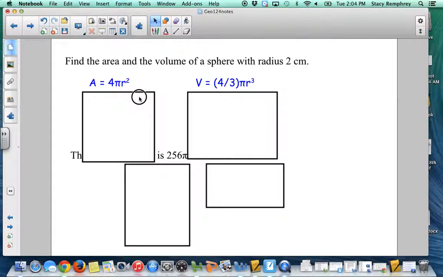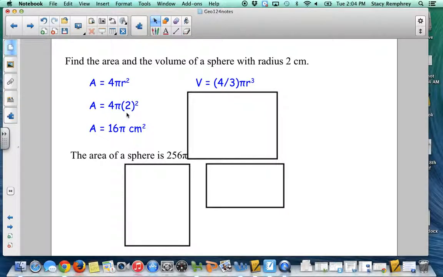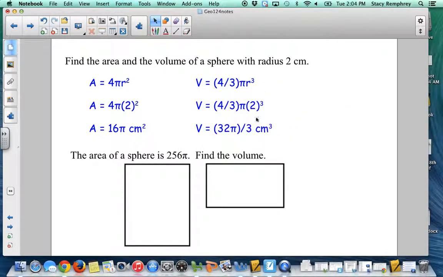Okay, when you have done that, I would think this one would be pretty easy. Please remember you're squaring only the radius, you're not squaring the 4. So 2 squared is 4, 4 times 4 is 16. Okay, in the volume, I cubed the 2. 2 cubed is 8. 8 times 4 is 32. So that's where that 32 pi is coming from, and then all of that over 3.